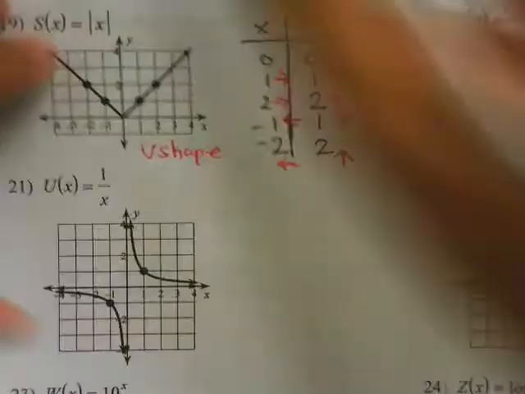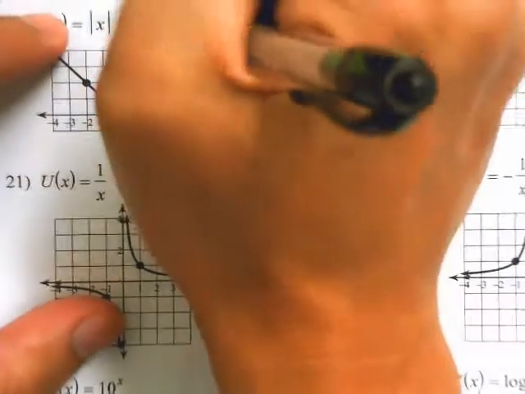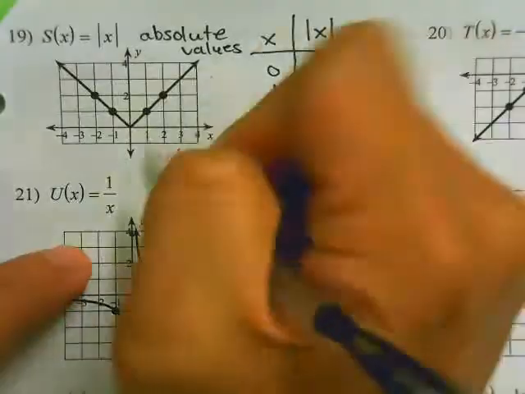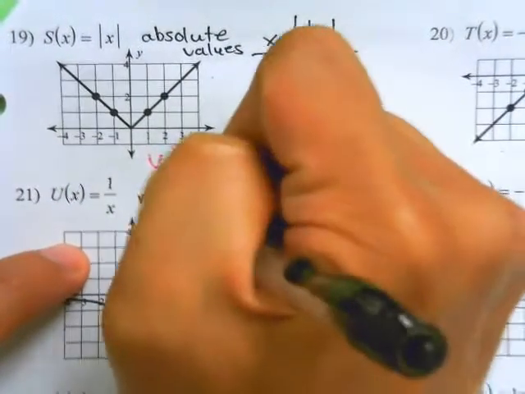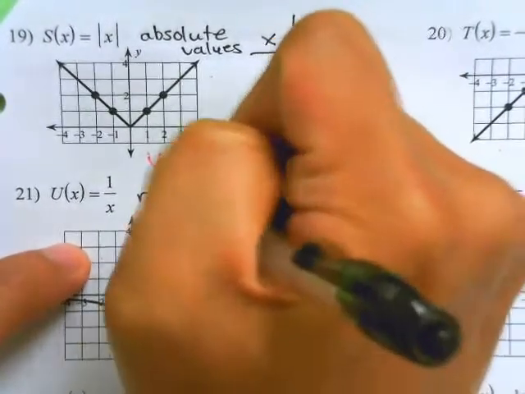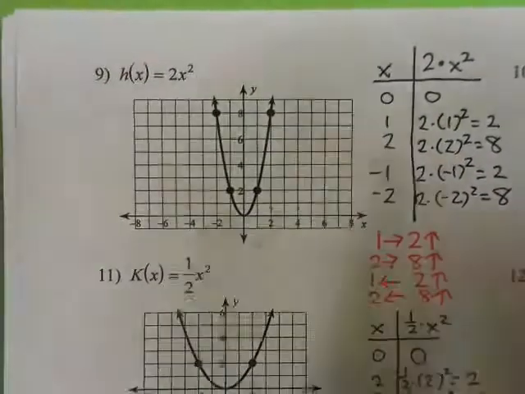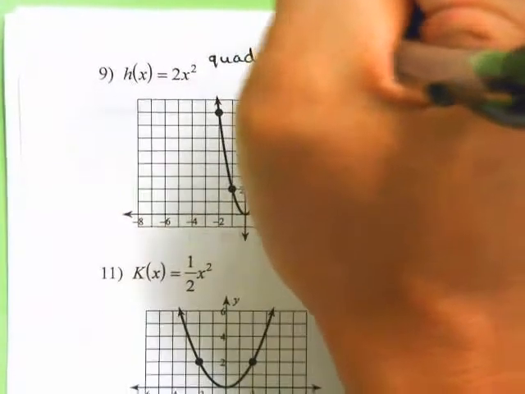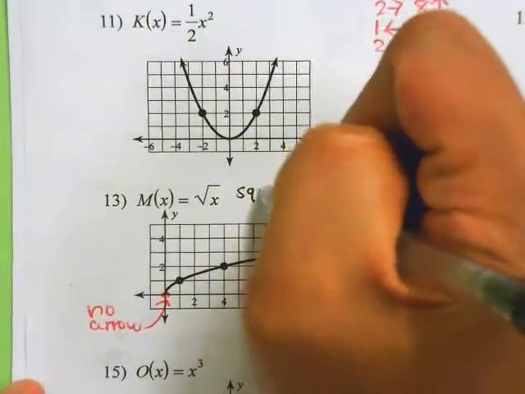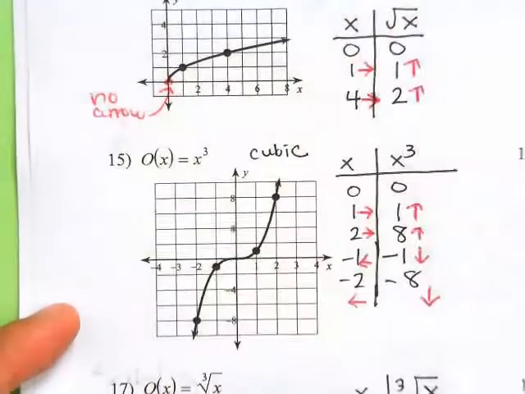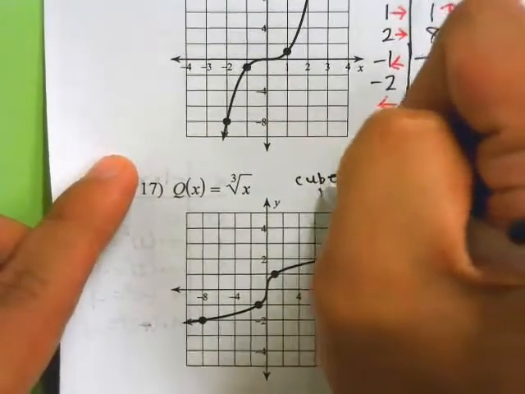Let's move on to your rational functions. I should name them actually. Absolute values. This is rational functions. Rational is just another word for fractions. Rational fraction functions, pretty much. Absolute values, rational functions, quadratics, square roots, cubic functions, cube root functions.